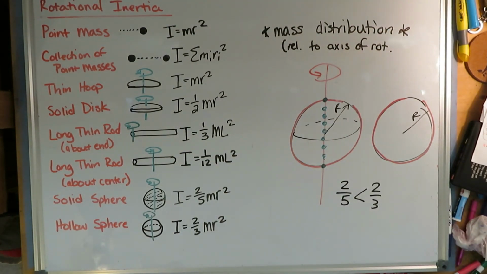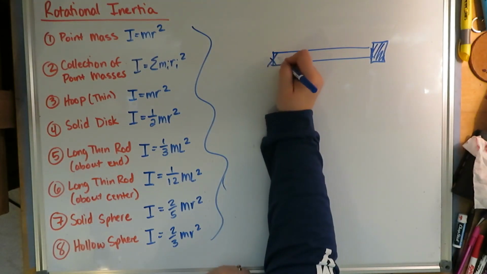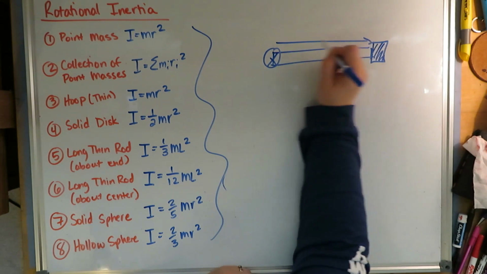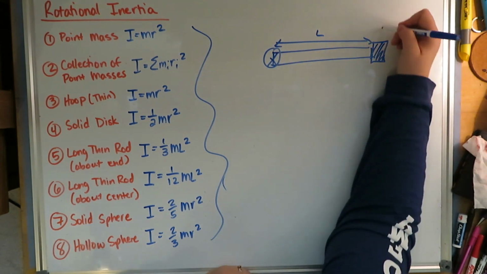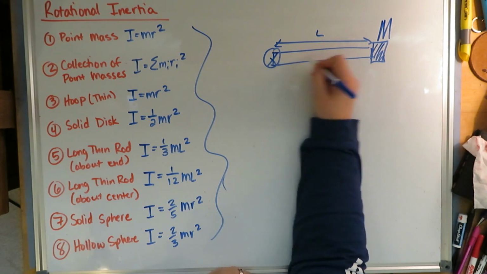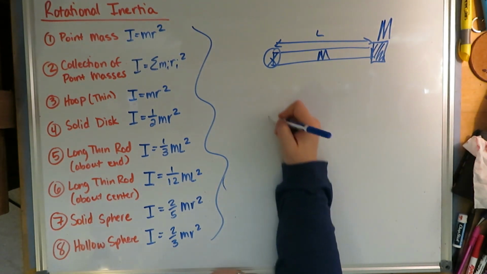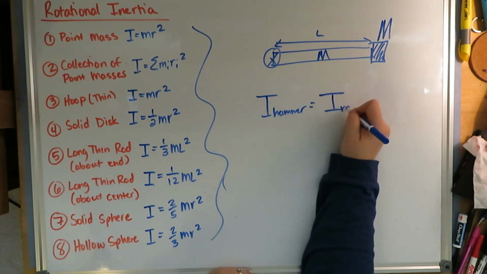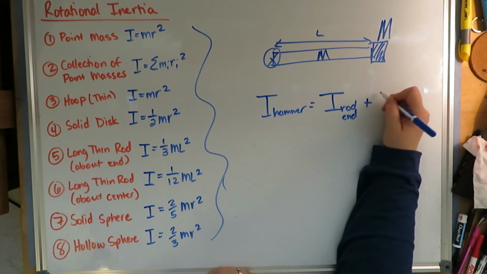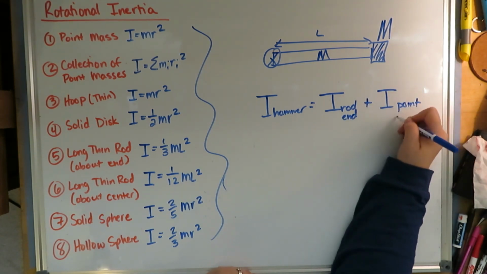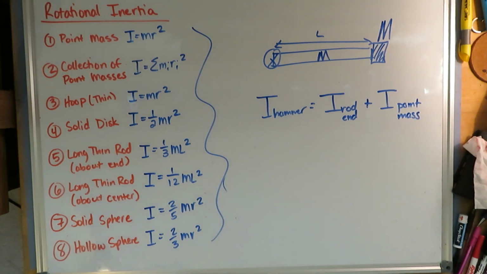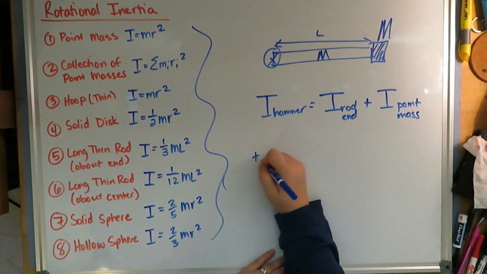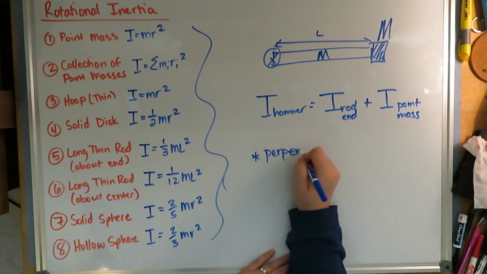Now we're going to take a look at two other examples of different ways you can calculate rotational inertia for some special cases. So here's my axis of rotation. If this is the length here of my hammer, and this head has a mass of m, and the handle has a mass of m, then to find the moment of inertia of the hammer, I can do I for a rod about the end plus I for a point mass. This process right here is called the parallel axis theorem.